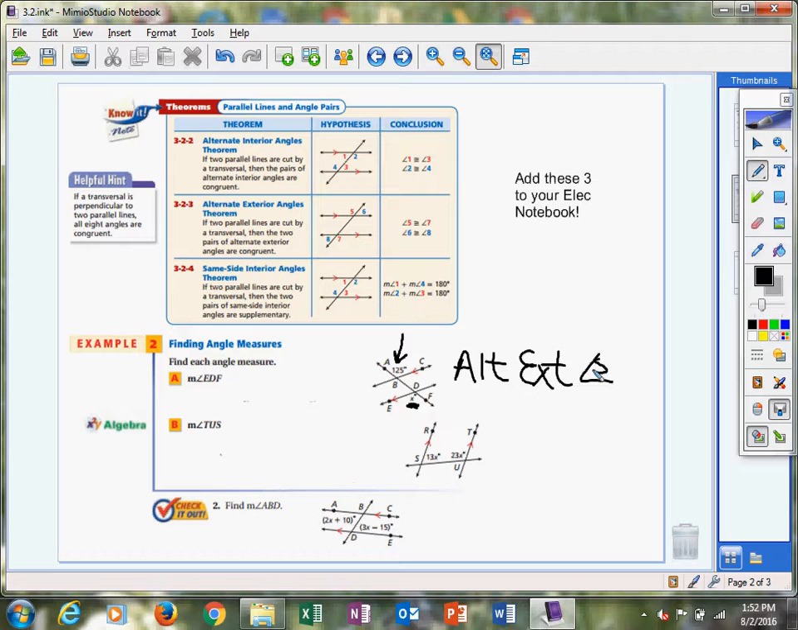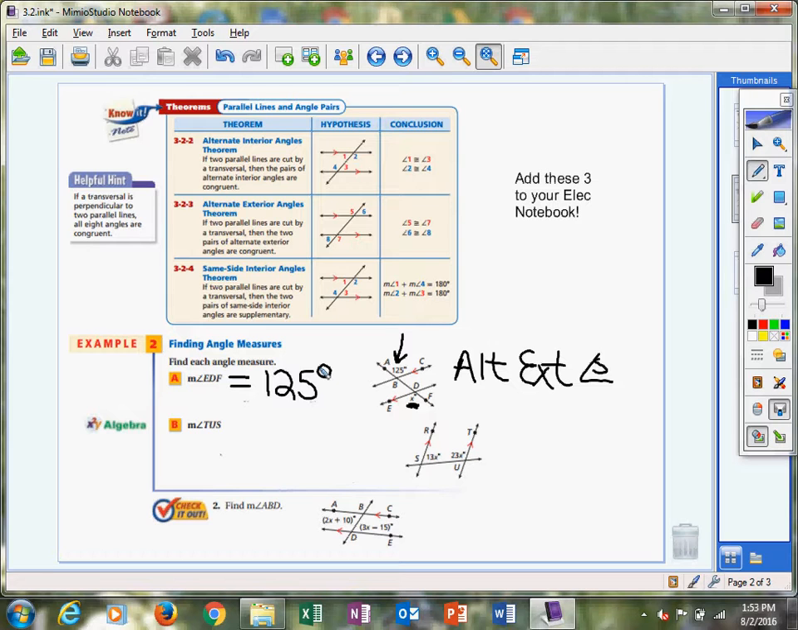What do we know about alternate exterior angles? Yes, they are congruent. So that means that if that top angle ABC is 125 degrees, then EDF, which is the alternate exterior angle to it, must also be 125 degrees. That is not the only way to find that answer, but it is a way to do it, okay?